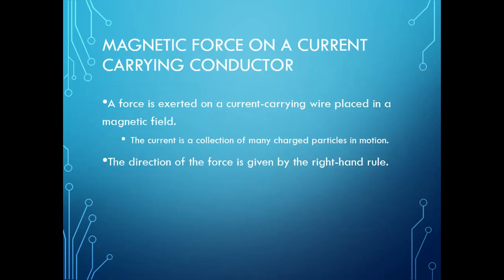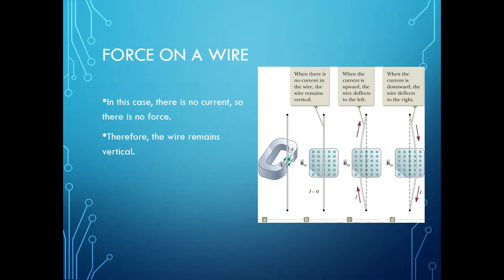So see here, first of all, force on a wire. In the case where there is no current, there is no force. Suppose no current is there, so there is no force, therefore the wire remains vertical.